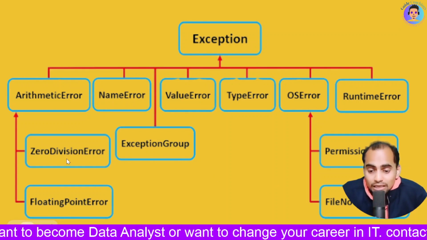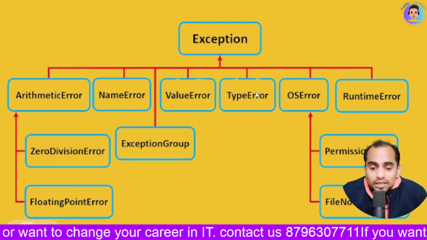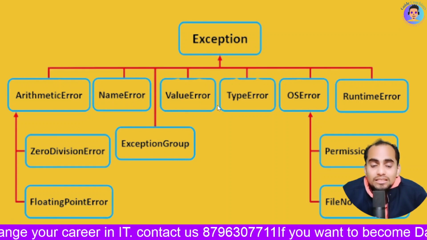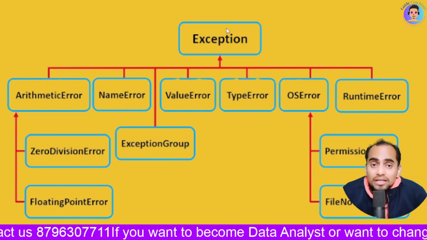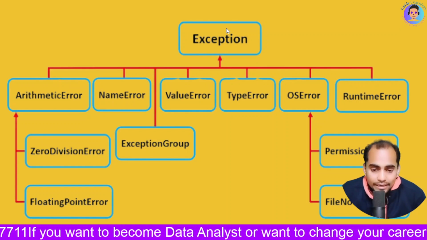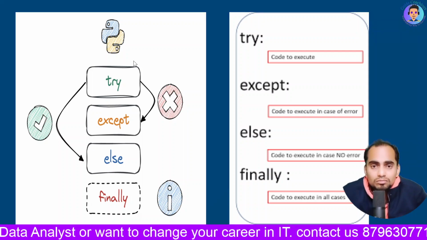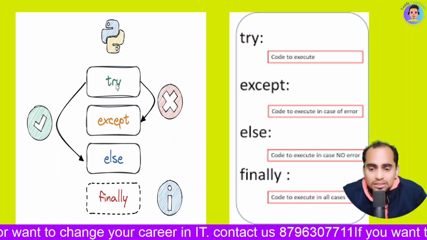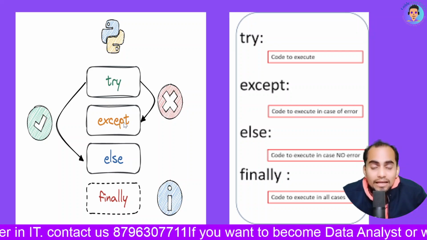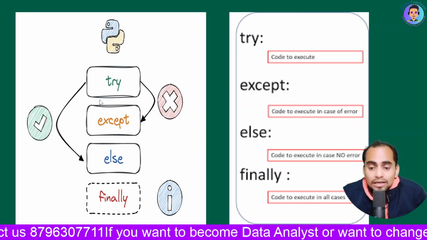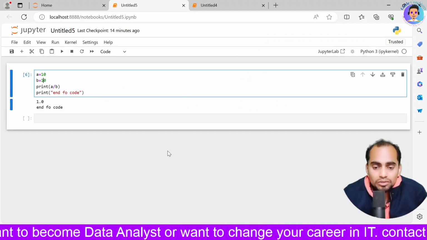But before that, I would like to talk about zero division error and type error. We are going to see examples of these two exceptions, and then the third, the main exception, and how it is handled. This is how it works: once the try happens, it goes to except and executes the except block, and finally it executes the finally block.